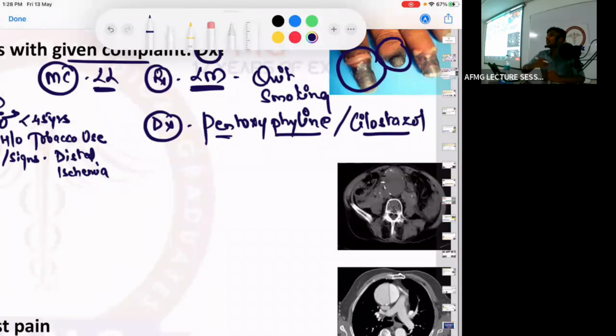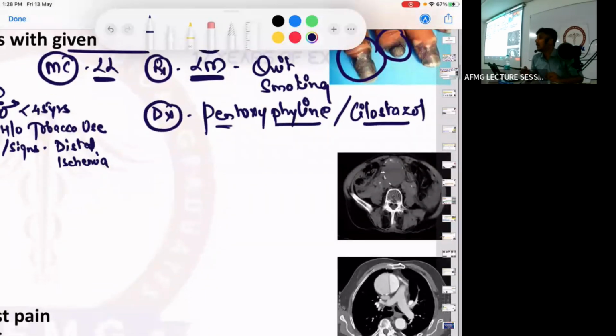It will improve the blood flow, and that is why they will prevent thrombus formation. That is why the drugs used in Buerger disease are pentoxifylline and cilostazol. No issues with this. Pentoxifylline will prevent thrombus formation. It works like an anticoagulant. Okay, important. Remember this.